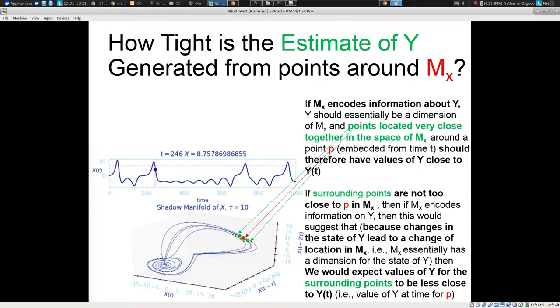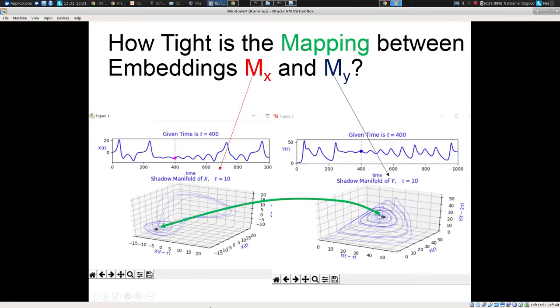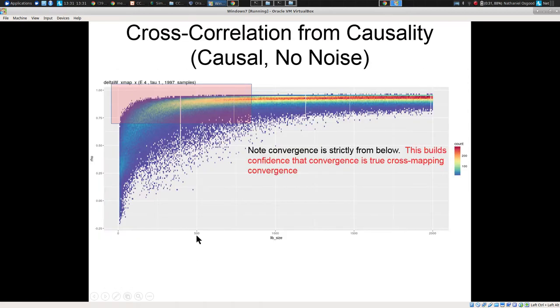That rho for that window of length, say 500, would contribute to one of these data points right here. Maybe it's this one here. Then we do it again for different windows, and each of those windows leads to some correlation value that's plotted here. As you go up on the x-axis, it's considering larger and larger subsets of the time series. In this case, the time series was about 2,000.